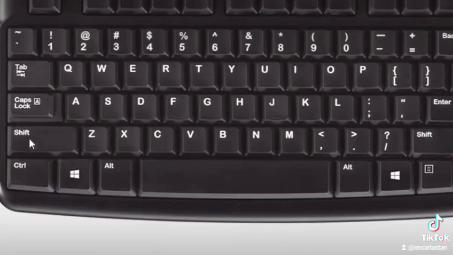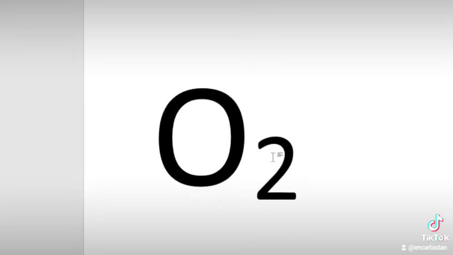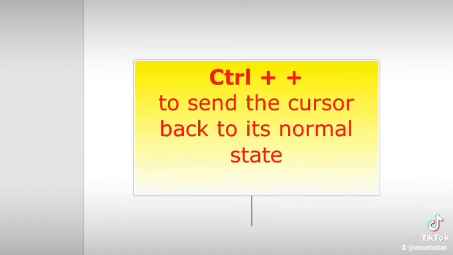Now let's say I want to add a base, let's say base 2, to this O. And this time around, we are not using the Control Shift. We are using only Control and the plus, leaving out the Shift. So when you press Control plus, you see that the cursor has come down a little. So when I press my 2, see that the 2 is at the bottom of the O. That is how to add that. So let me delete that. To send the cursor back to its normal state, I press Control plus again, then the cursor goes back to its place.